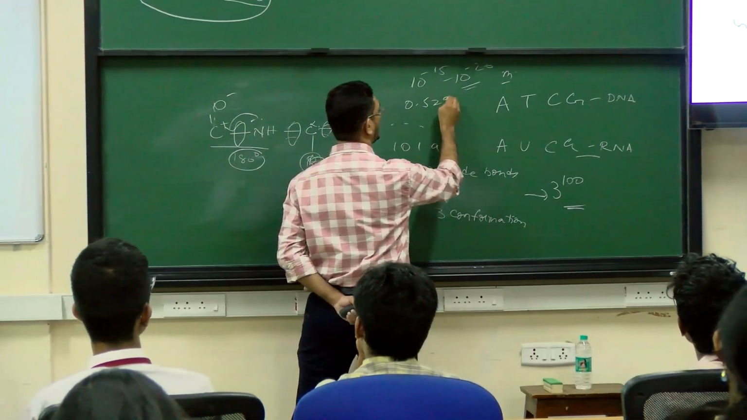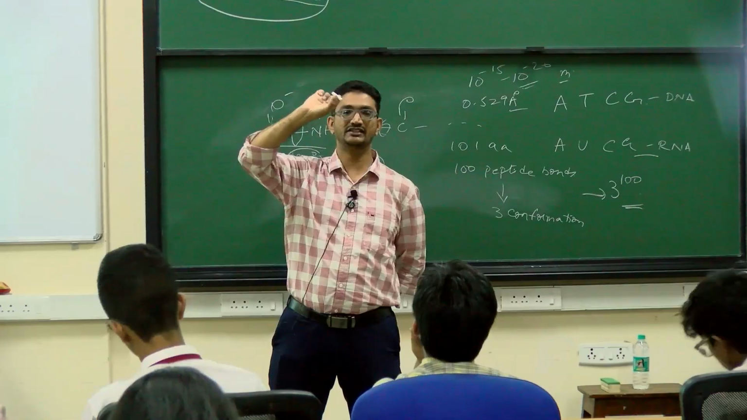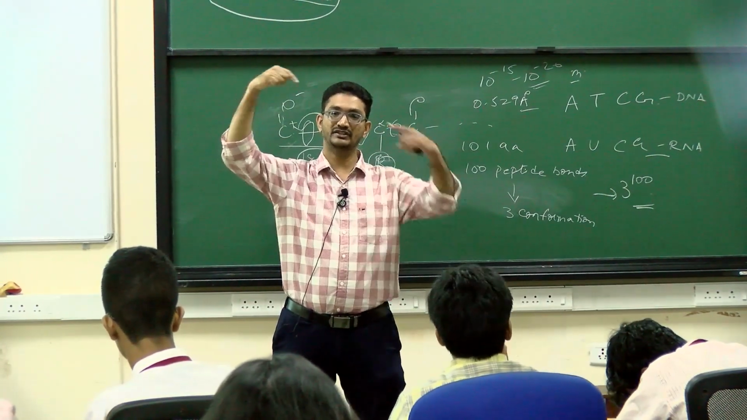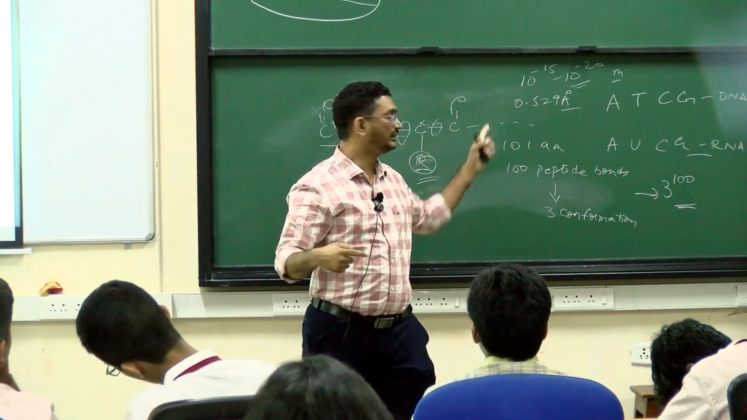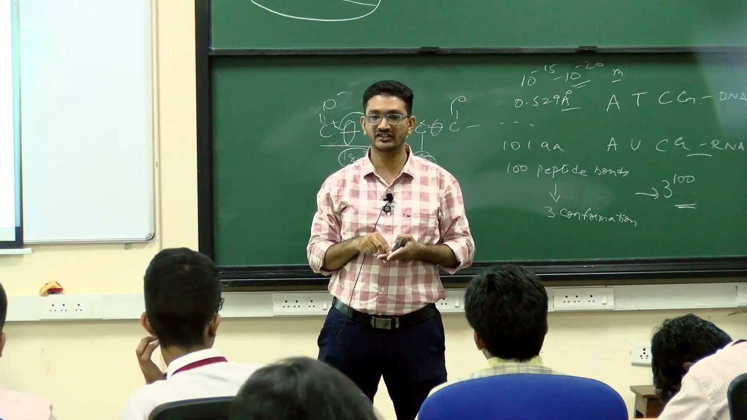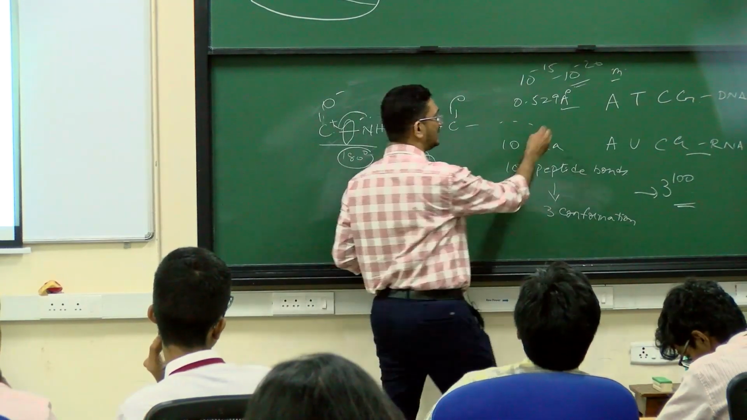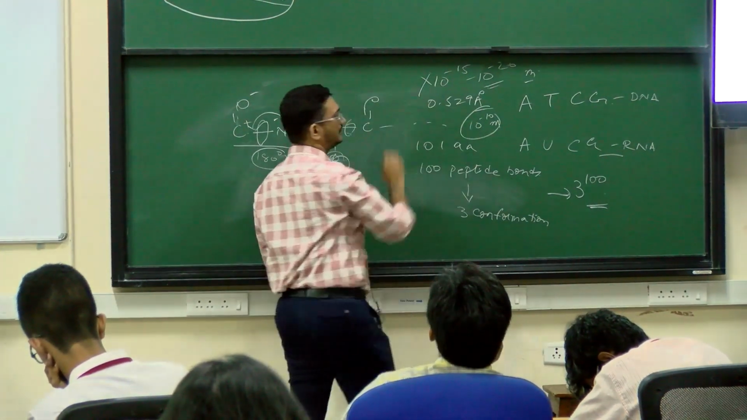It's 0.529 angstroms, right? The distance between the nucleus and the electron in the hydrogen atom, the radius, is 0.529. That means the entire diameter of a hydrogen atom would be double this, right? It is around 1 angstrom. 1 angstrom is 10 power minus 10 meters, right? So 10 power minus 10 meters is a hydrogen atom. So this cannot be correct, right?